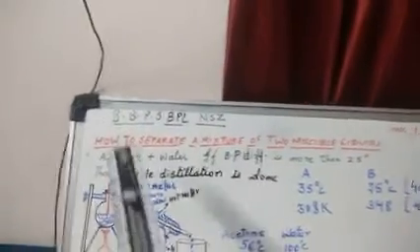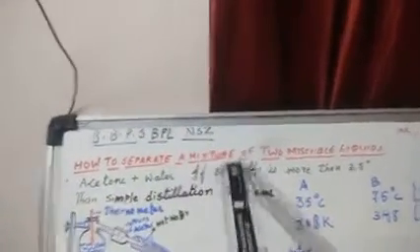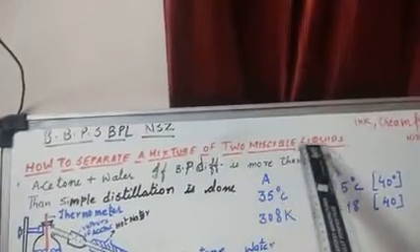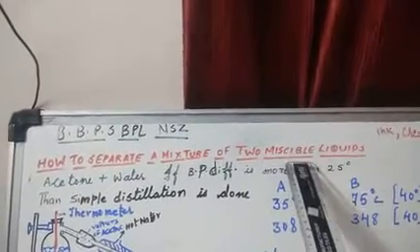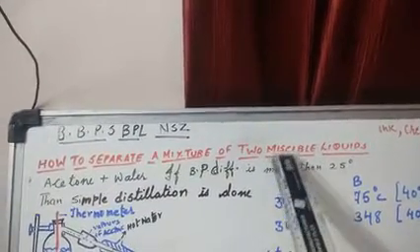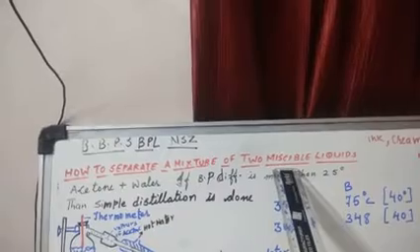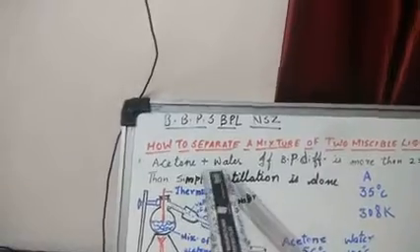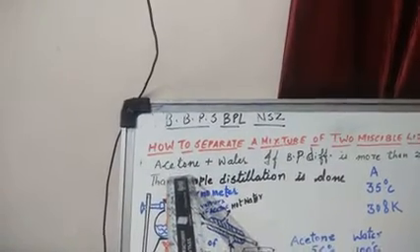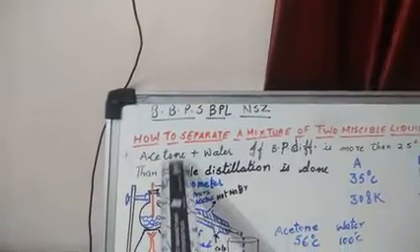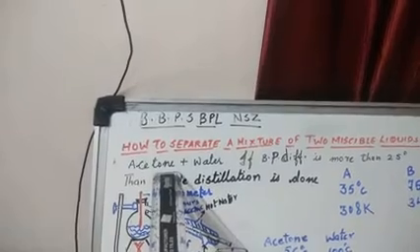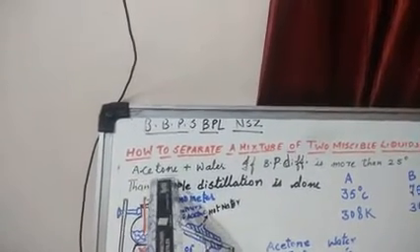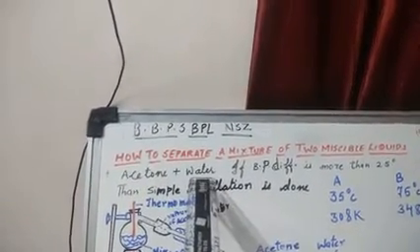Okay students, today I am taking how to separate a mixture of two miscible liquids. This time I am giving emphasis on miscible liquids. Miscible means, students, soluble. So here I am taking, suppose, acetone and water. Acetone, if you are not knowing, I am telling you, is nail polish remover, with which we remove nail polish. That chemical is actually acetone. It is completely soluble in water.